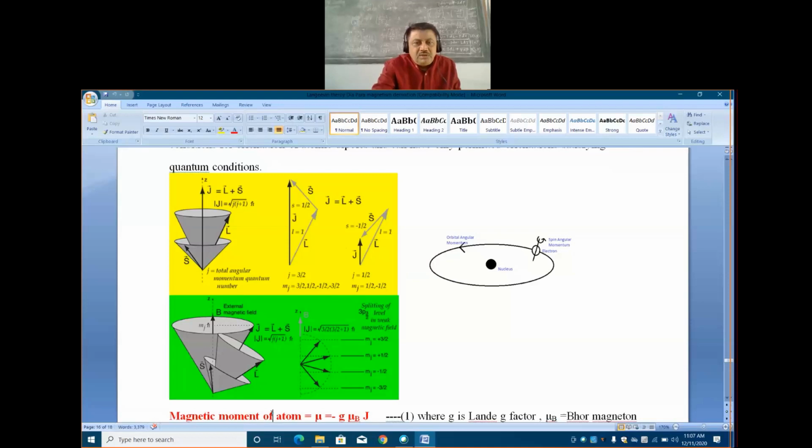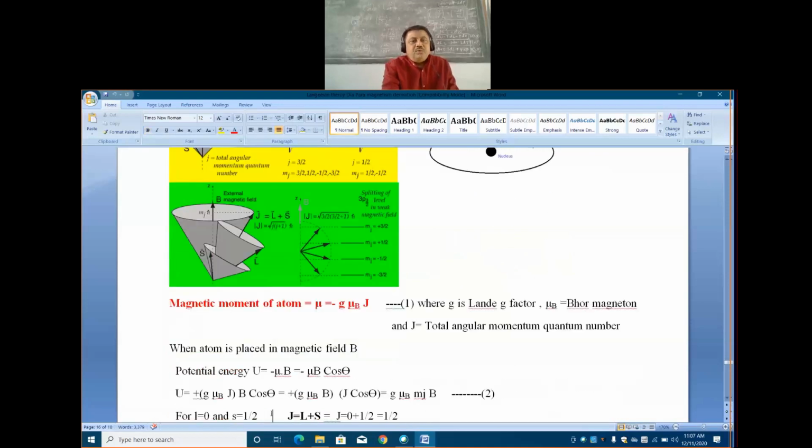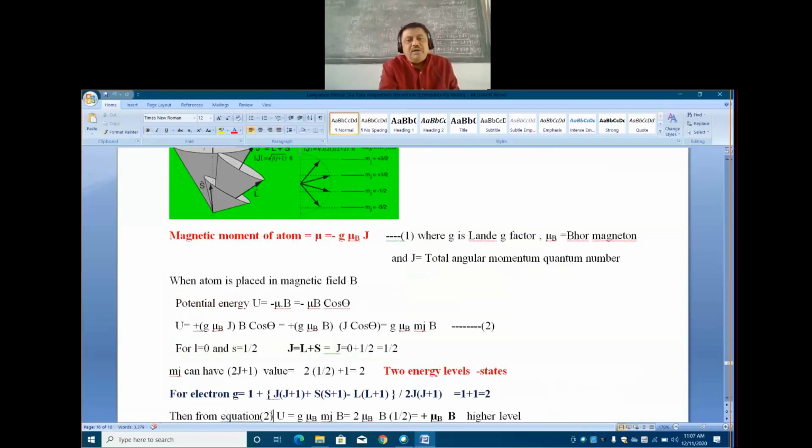Now, with this brief introduction, you can see the magnetic moment of the atom, which we have already derived in the previous equation: mu is equal to G mu B J, with a minus sign, and G is the Landé G factor.